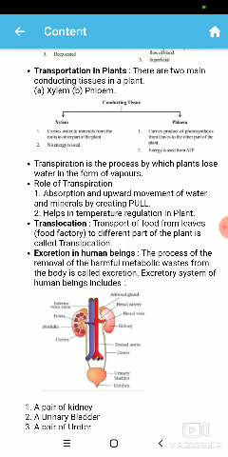Transpiration is the process by which plants lose water in the form of vapors. Role of transpiration: first, absorption and upward movement of water and minerals by creating pull. Second, helps in temperature regulation in the plant. Translocation: transport of food from leaves, the food factory, to different parts of the plant is called translocation.